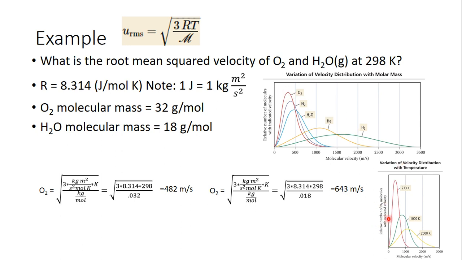Now let's just look at N2 gases at different temperatures. At higher temperatures, which is shown here, gases have more kinetic energy on average. Therefore, on average, they move faster. But that is how you use root mean squared velocity for your calculations.